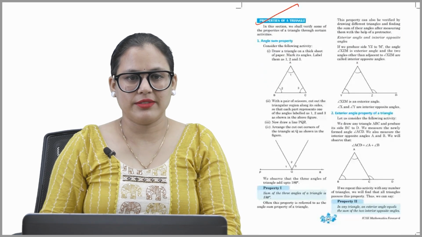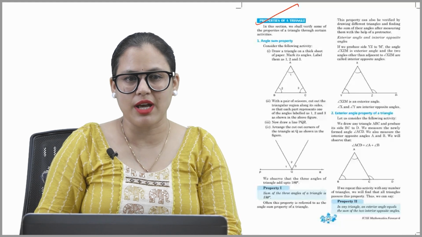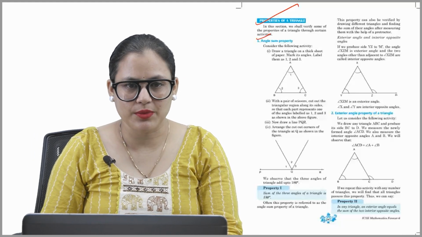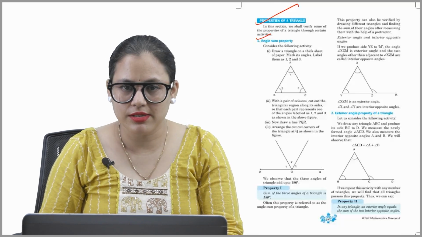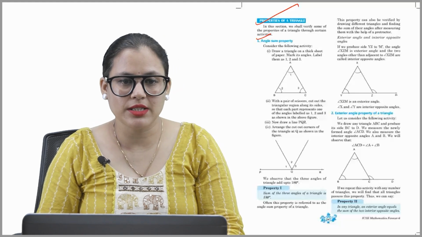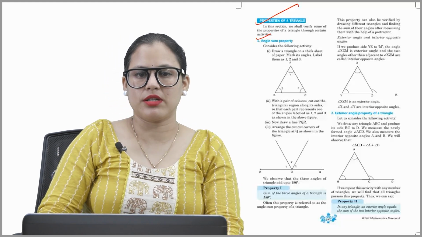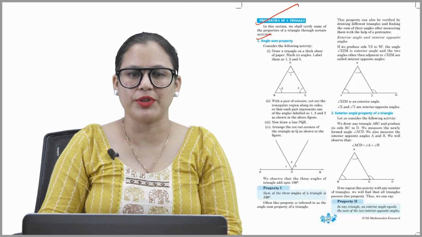Properties of a triangle. In this section, we shall verify some of the properties of a triangle through certain activities. Number 1, angle sum property. Consider the following activity. Number 1, draw a triangle on a thick sheet of paper, mark its angles, and label them as 1, 2 and 3. Number 2, with a pair of scissors, cut out the triangle region along its sides so that each part represents one of the angles labeled 1, 2 and 3, as shown in the above figure.